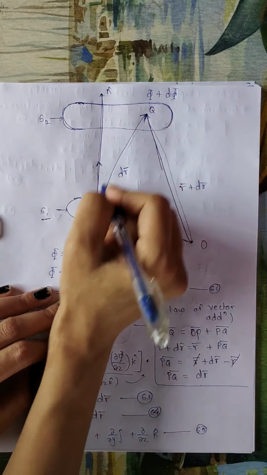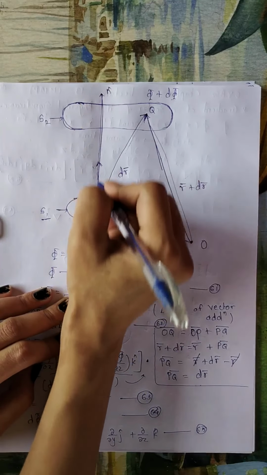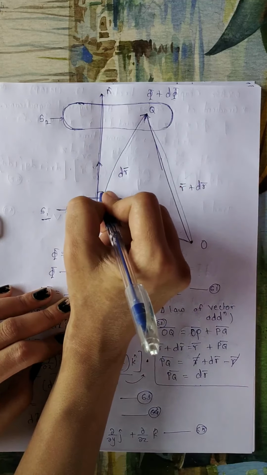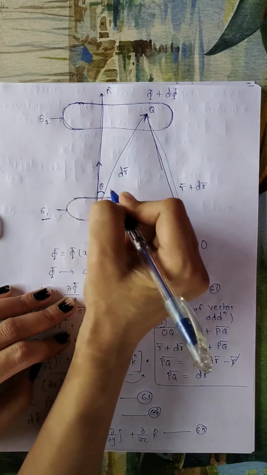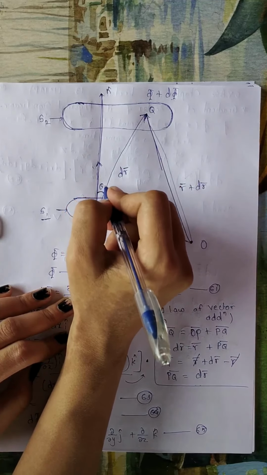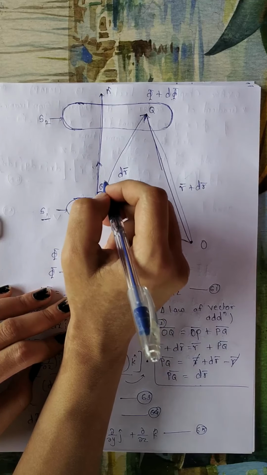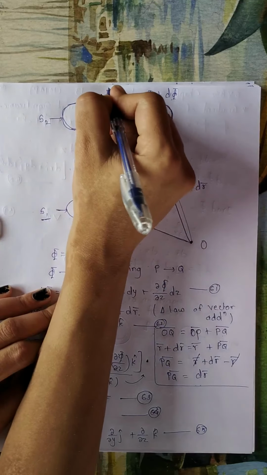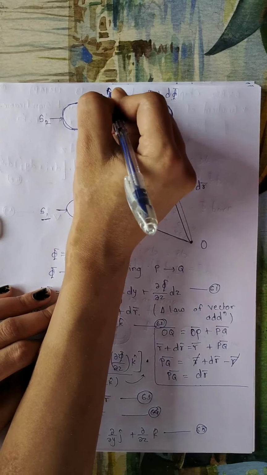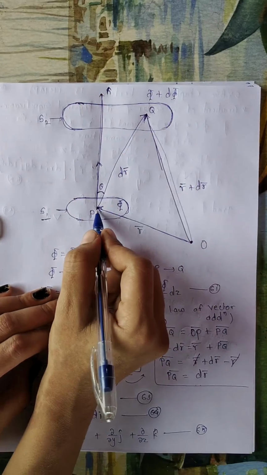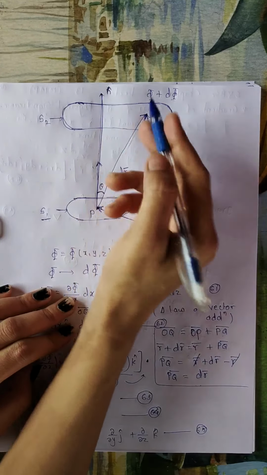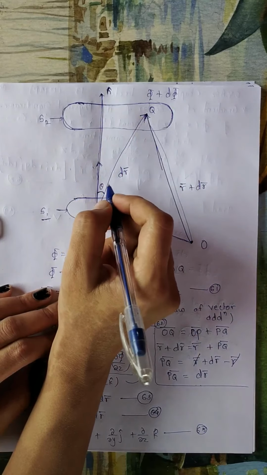So this is our vector PQ and this is vector n cap. The angle between these two vectors is taken as theta. Therefore, we have considered the angle between PQ bar and n cap, the unit vector. So the angle between PQ bar and n cap is given by theta.